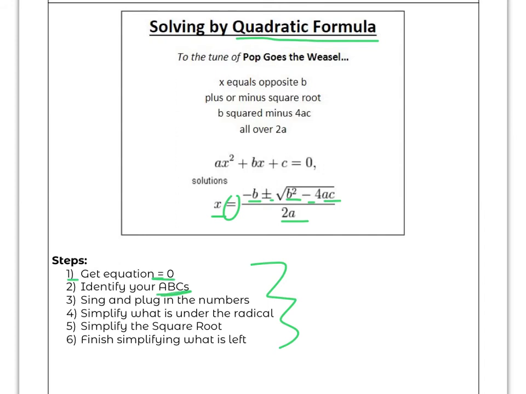This is like when we did Xbox. We're going to sing, and while we sing, we plug in the numbers. Then we're going to simplify what is under the radical, but not the radical itself. Then we'll simplify the square root, and then we'll simplify anything else left over.